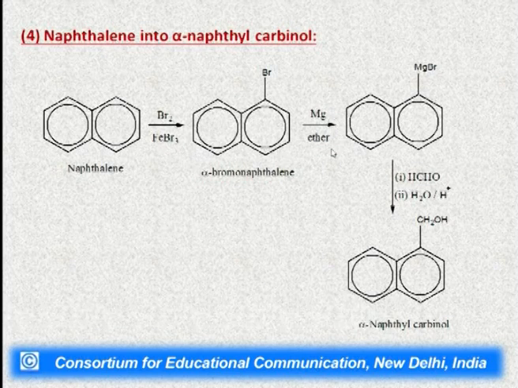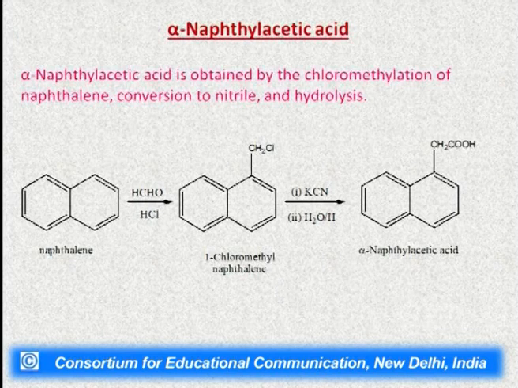with magnesium and ether we will get here the magnesium bromide naphthalene, which on reaction with formaldehyde followed by hydrolysis with water we will get here the carbinol, which is introduced at the alpha position of the naphthalene, and here we will get the alpha naphthyl derivative.